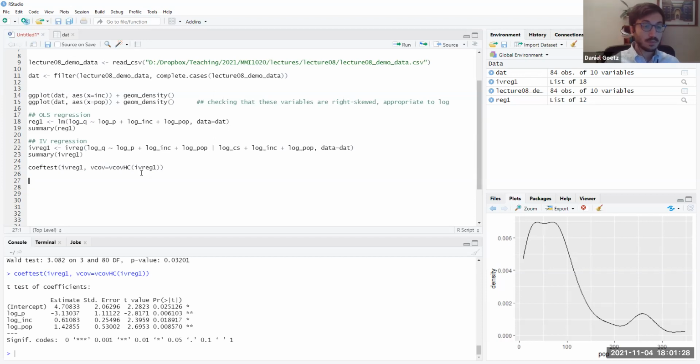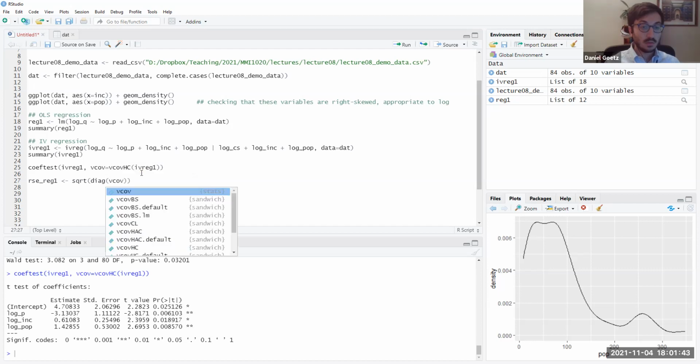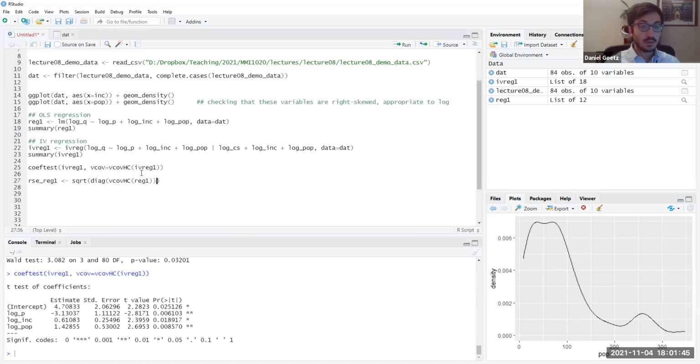So to do that, we want to put them in Stargazer. We want to store our robust standard errors. So we'll do robust standard error for regression 1. That's the square root of the diagonal of the variance covariance matrix of regression 1. And we have the same for our IV regression. And we'll put them side by side in Stargazer.